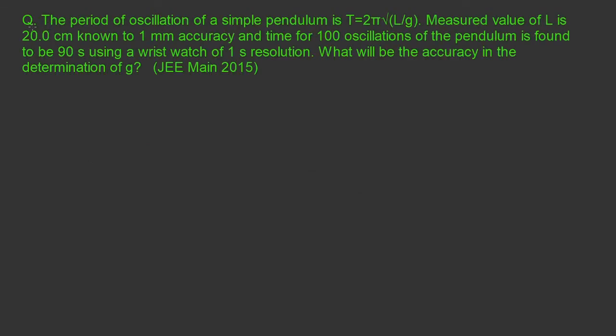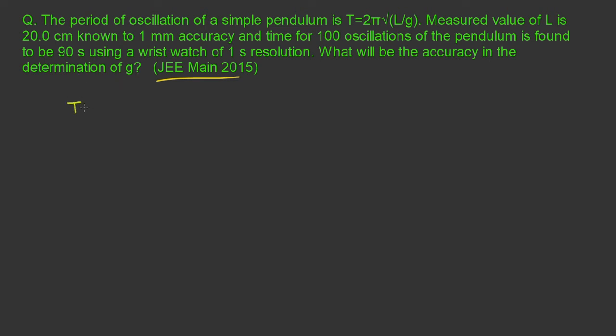Before concluding this session, we are going to do a problem which was asked in the JEE Main 2015 examinations. Question: the period of oscillation of a simple pendulum is T is equal to 2 pi square root of L by g. Measured value of L is 20.0 centimeter, known to 1 millimeter accuracy, and time for 100 oscillations of the pendulum is found to be 90 seconds using a wristwatch of 1 second resolution. What will be the accuracy in the determination of g?